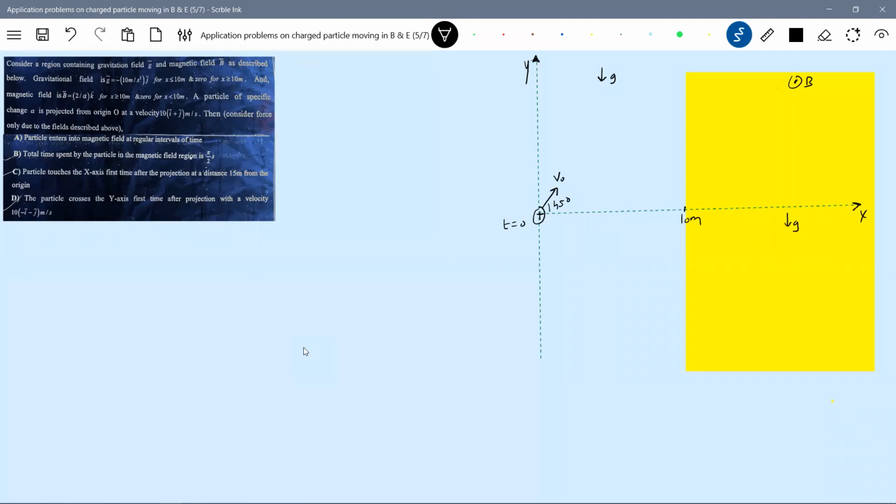It is like a projectile motion first. It is projected from the origin. Then it's going to enter the magnetic field. Let's see how it will enter the magnetic field. Based on that, the trajectory of the particle in the magnetic field will come. Moreover, there's a uniform magnetic field. Okay, let's get into the time of flight of this.